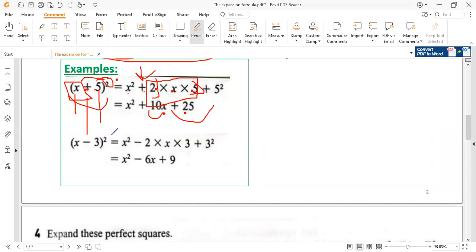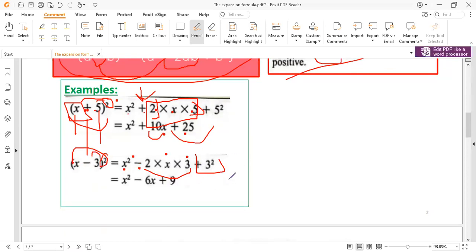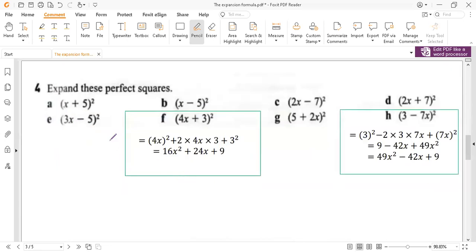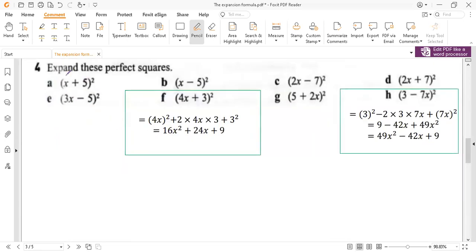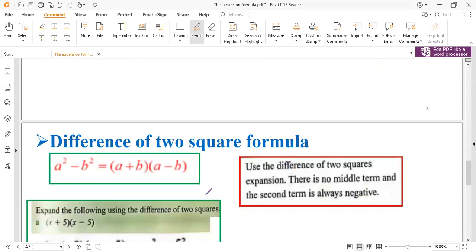Now a minus b squared, of the form (x minus 3) squared. So it is a squared, x squared, minus 2 by a by b, which is minus 6x. Plus, because we know that with the perfect square formula the last term is always positive, plus 3 squared, plus 9. Easy. We continue: expand this perfect square, we adopt the same formula as we did before.